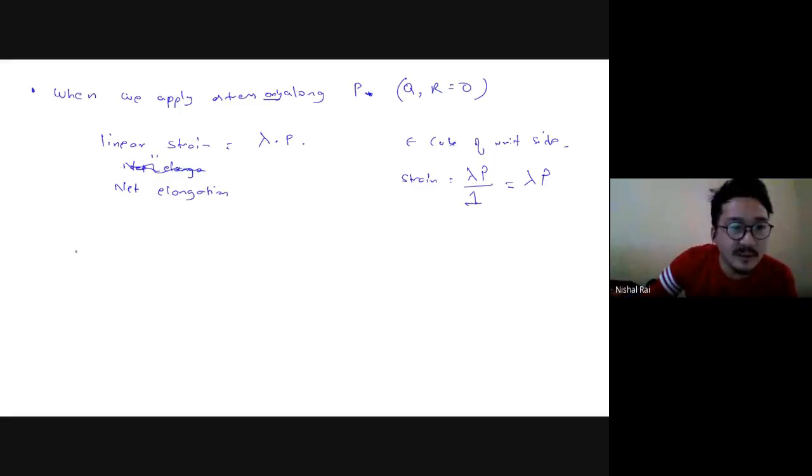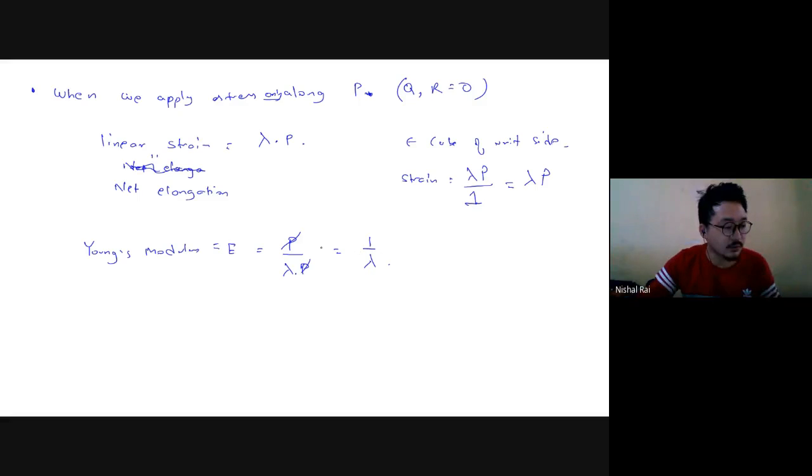So the Young's modulus will be defined by what? Young's modulus is basically stress by strain. This is given by E. How much stress was over there? P. And strain is lambda times P. So P and P will cancel out, and you are left with 1 by lambda. This is basically the Young's modulus. Now this is your first case. Let's consider the second case.